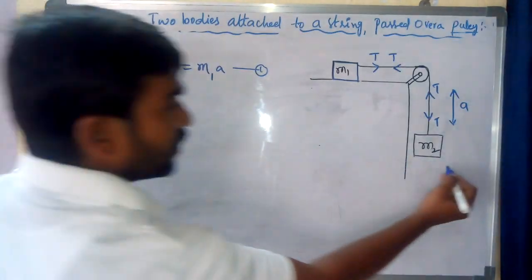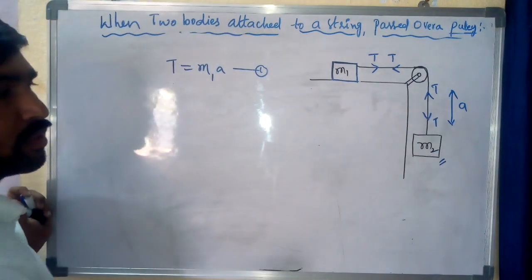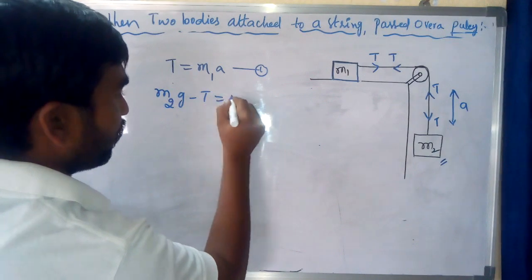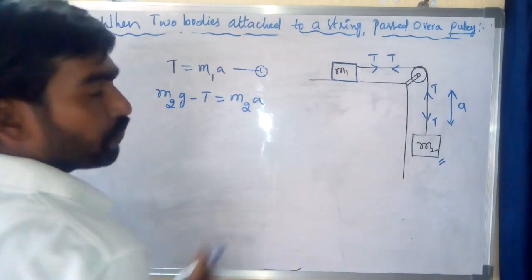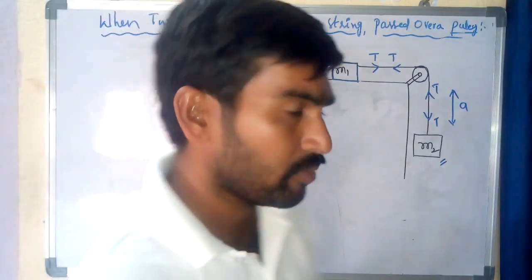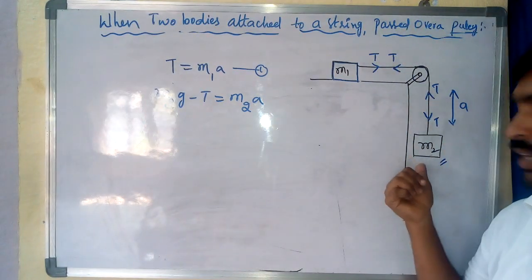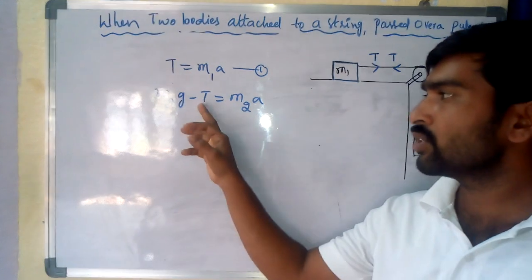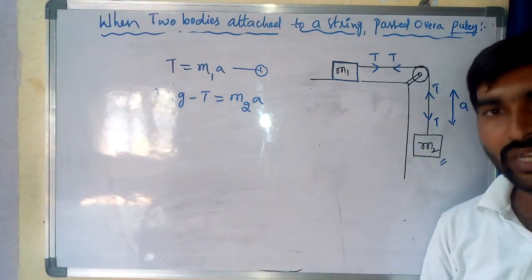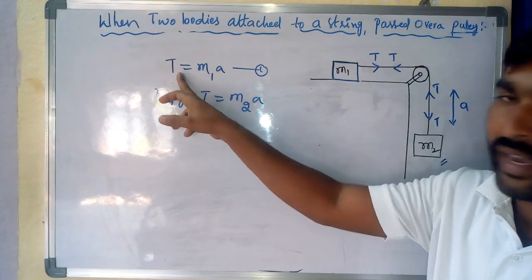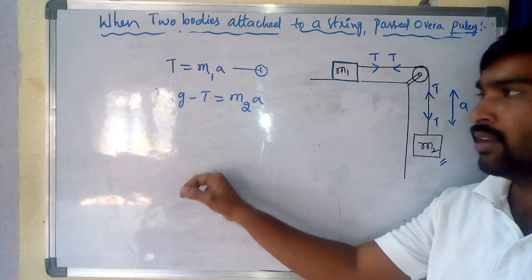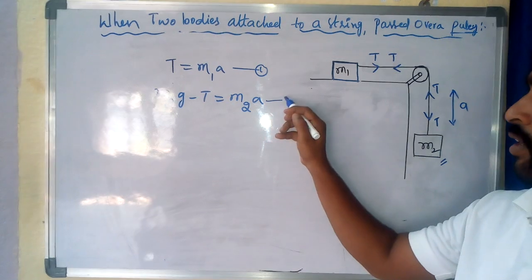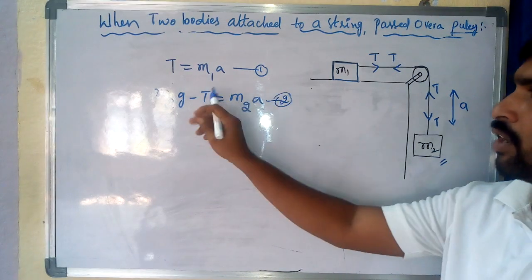And what is the force of the second body? That is m2 G minus T is equal to m2 A. Here m2 is the mass of the second body, G is the gravitational acceleration, which acts downwards, and T is the tensional force of the string. We know the value of T from equation number 1, so I am substituting the T value in equation 2. This is the second equation. I am substituting the first equation in the second one.